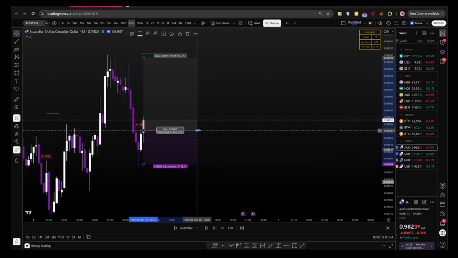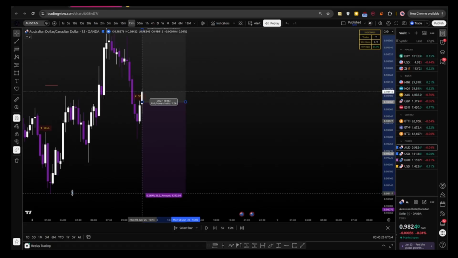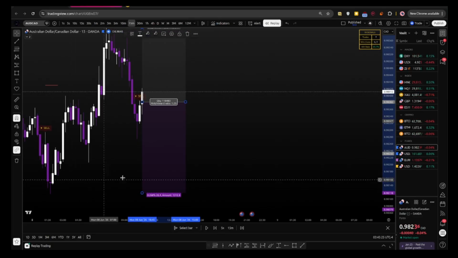Okay, if it's a loss, it's fine. Just backtesting. This TP looks good, right? This low looks good. So yeah.